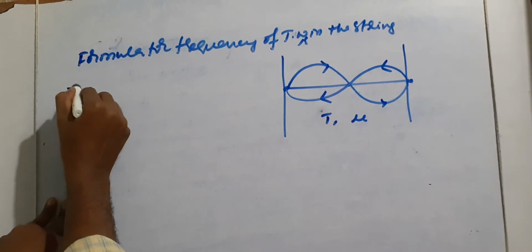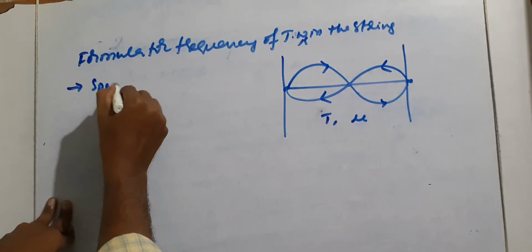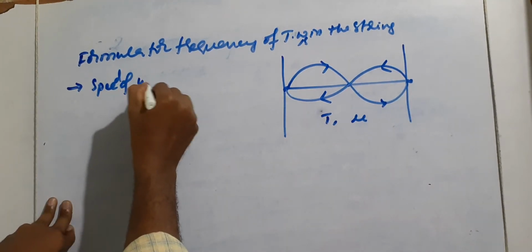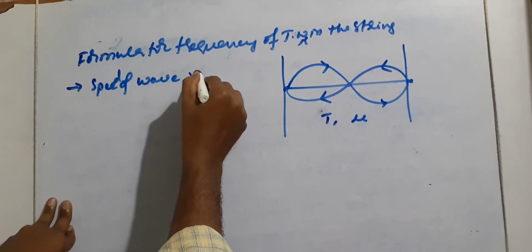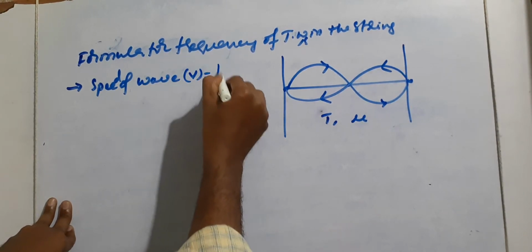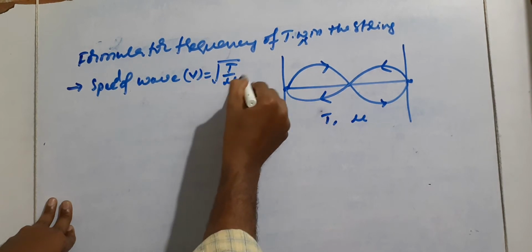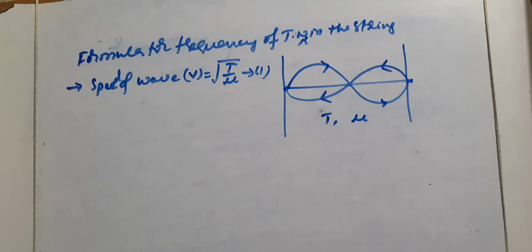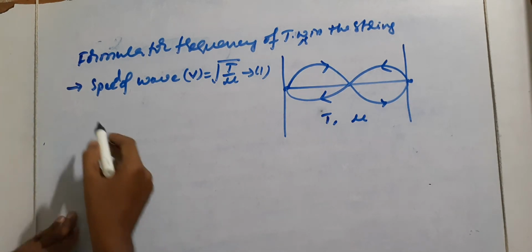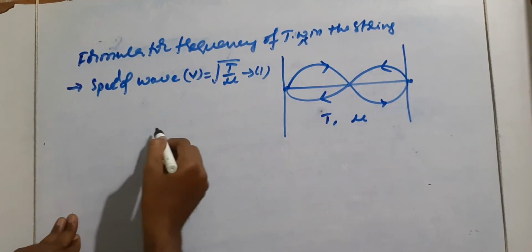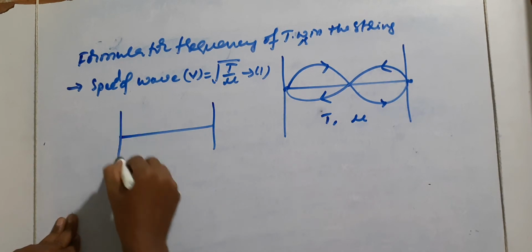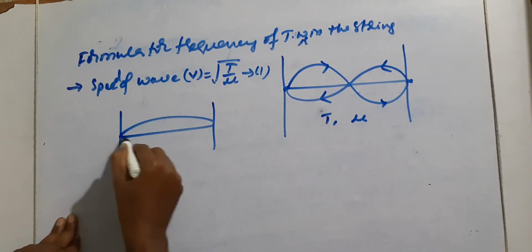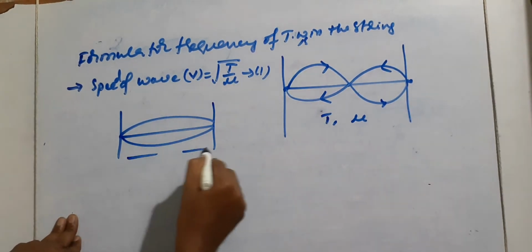So now the speed of the wave V is given as square root of T by mu. It is equation 1. The speed of the transverse wave produced here depends on the tension in the string and the linear density mu. Let the string be vibrating with only one loop. This string is vibrating with only one loop now. The length of this is L.